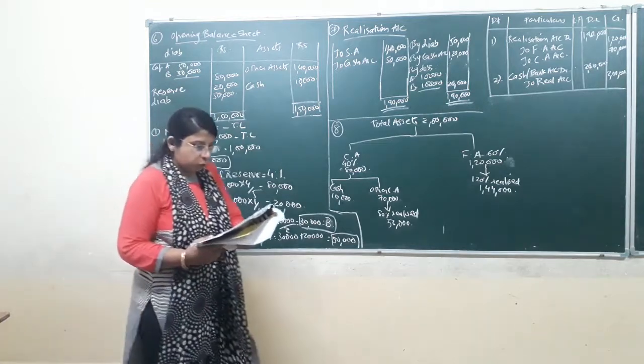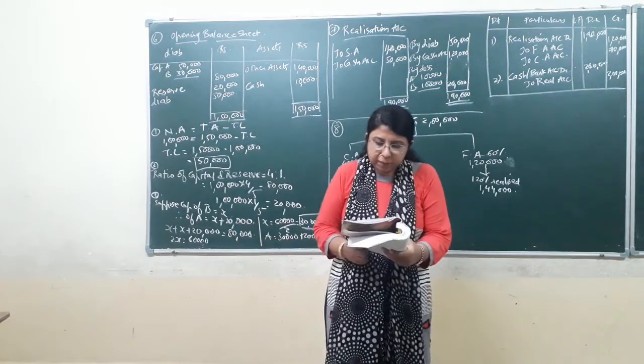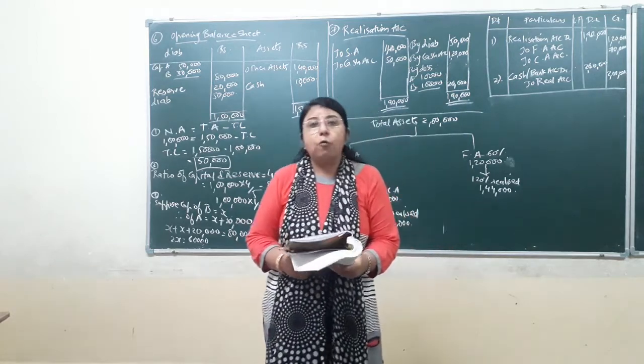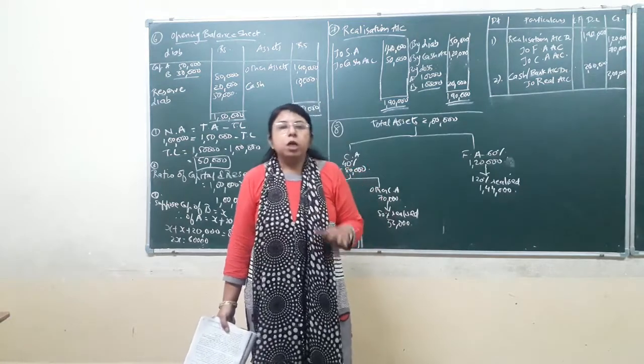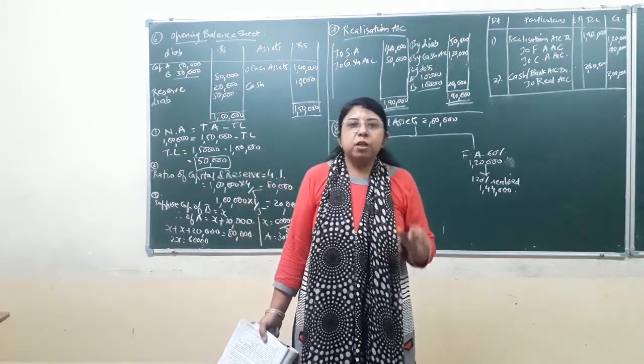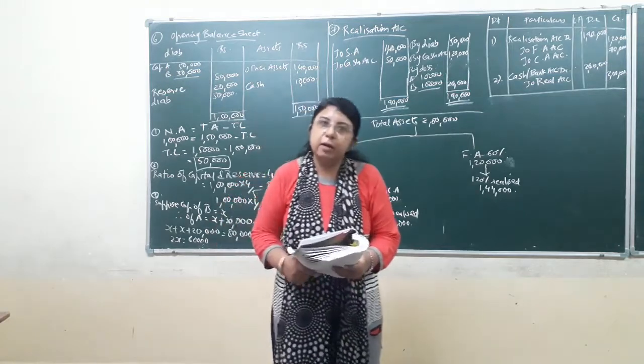You can read what the question is asking you to find. Last sentence: prepare opening balance sheet and ascertain opening capital of A and B. It means from the data that has been given to you, you have to prepare the opening balance sheet and find the opening capital of both the partners, that is A and B.